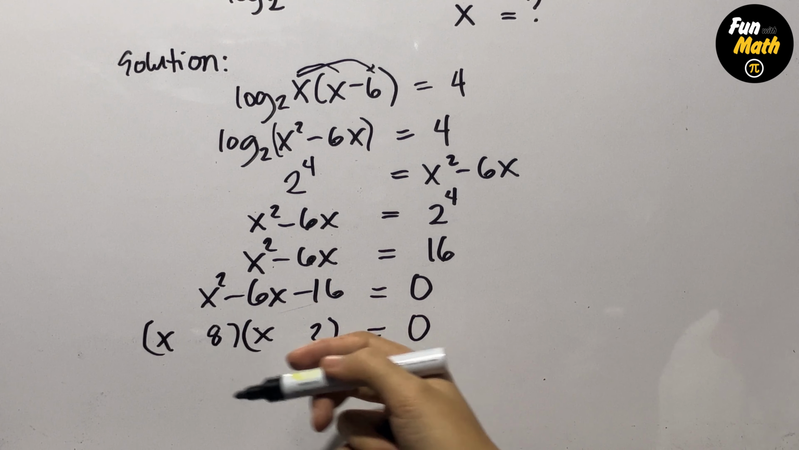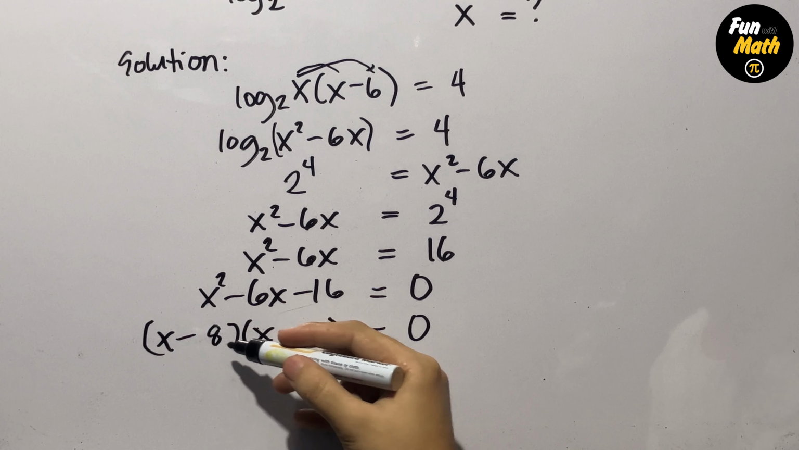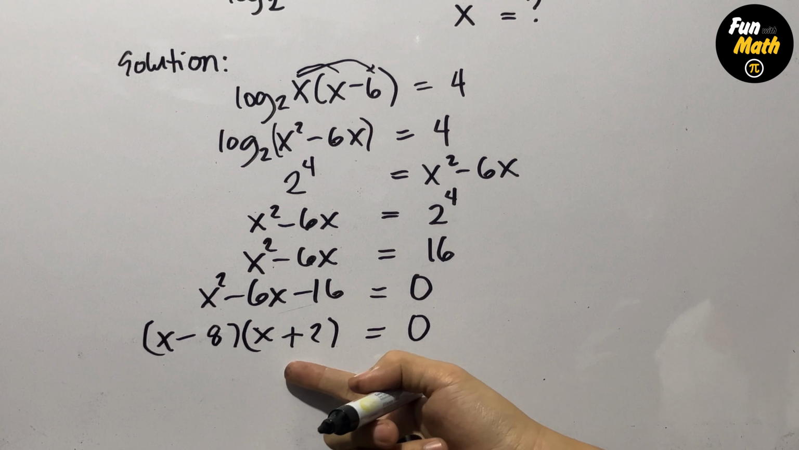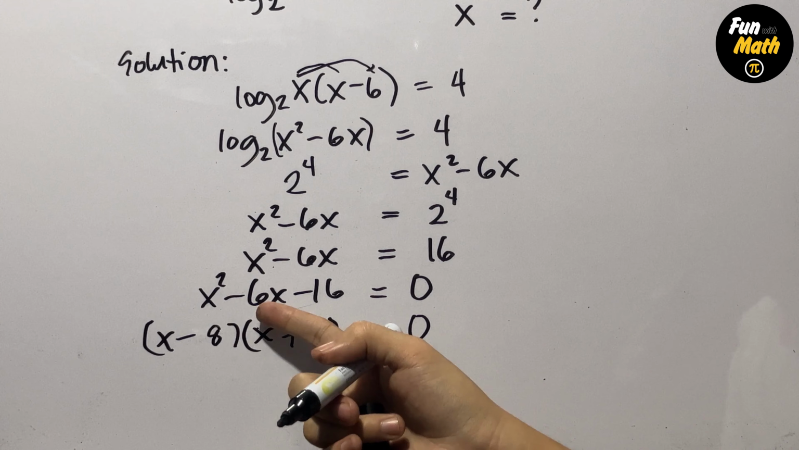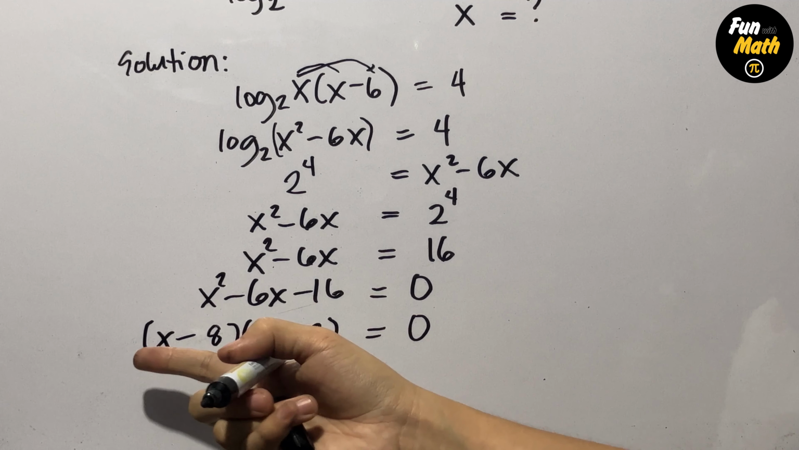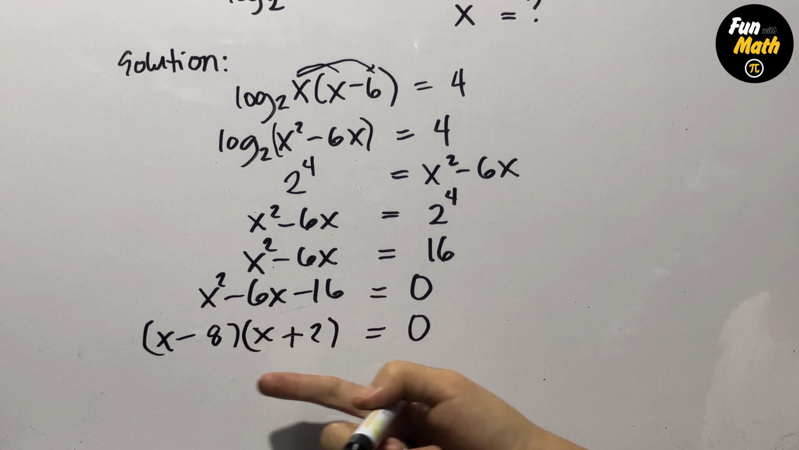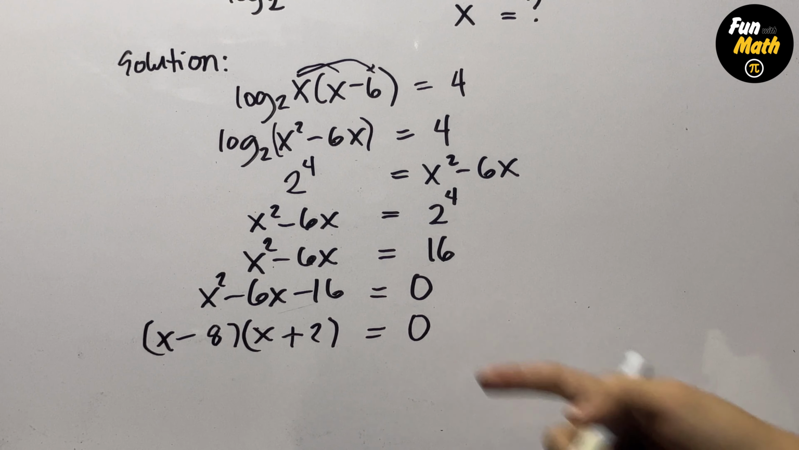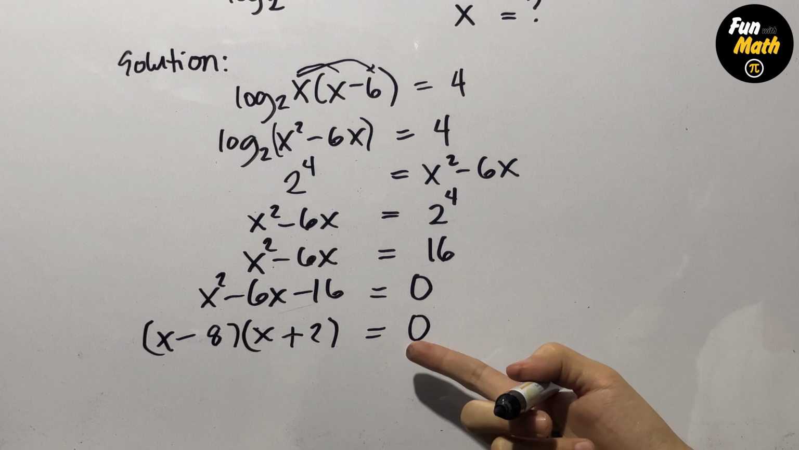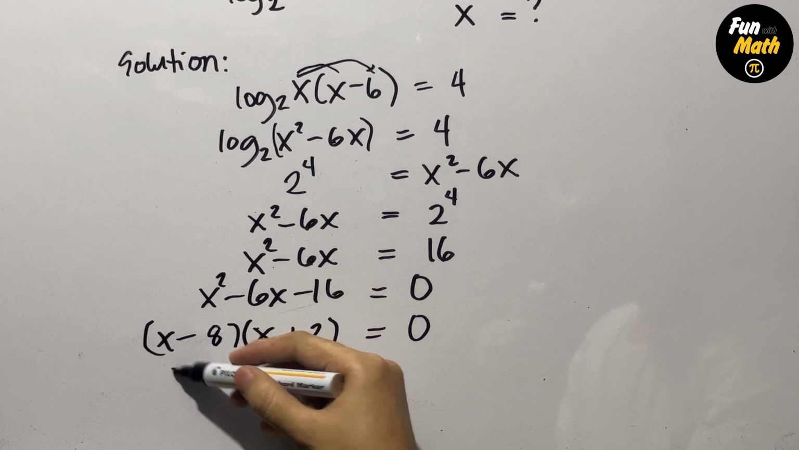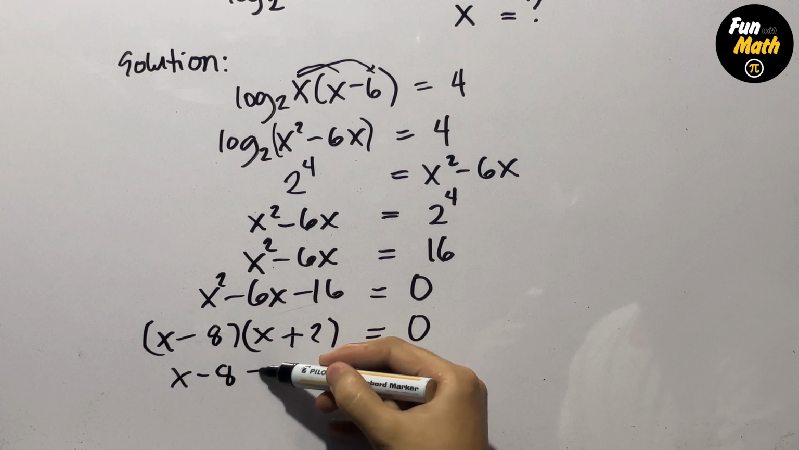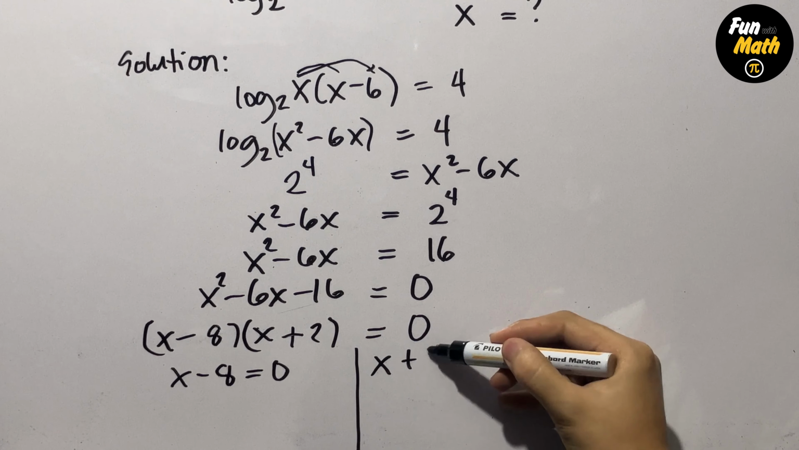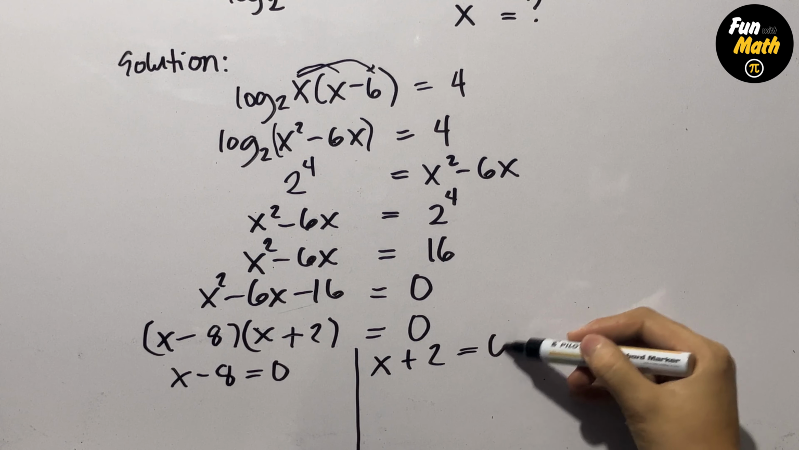And the signs are different. So here is the negative and here is the positive, so that the answer will be negative 6. So we have x minus 8 times x plus 2 is equal to 0. Now let's equate both to 0. So this is x minus 8 is equal to 0. The other side is x plus 2 is equal to 0.